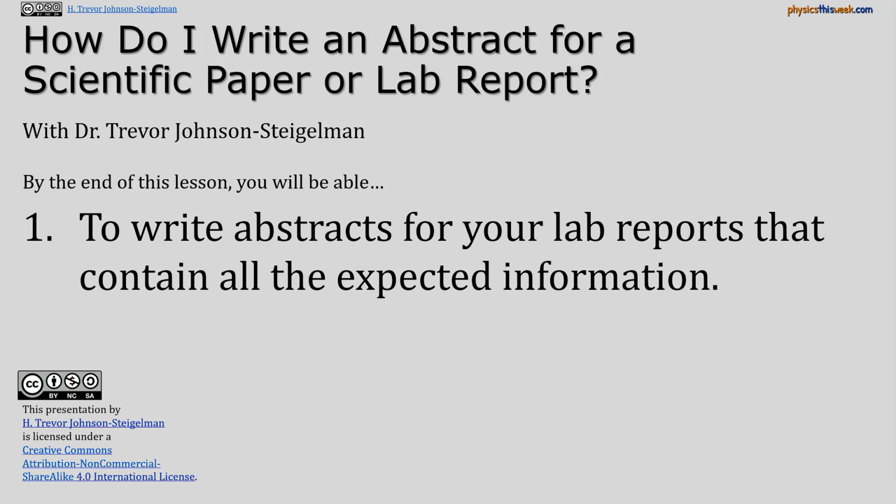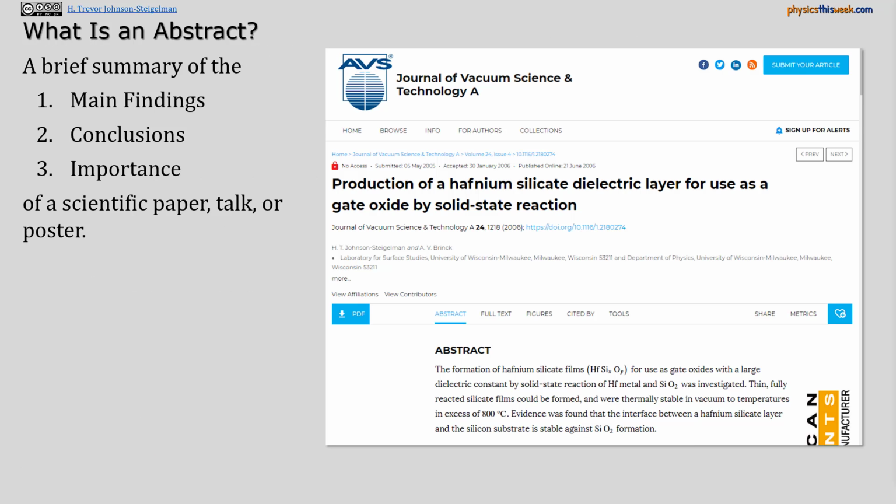Many professors expect you to write an abstract for your lab reports. If you are writing for a scientific journal, you'll need to write abstracts. This video is meant to help you learn what an abstract is and how to write a good one. An abstract is a brief summary of the main findings and conclusions of a scientific paper, talk, or poster.